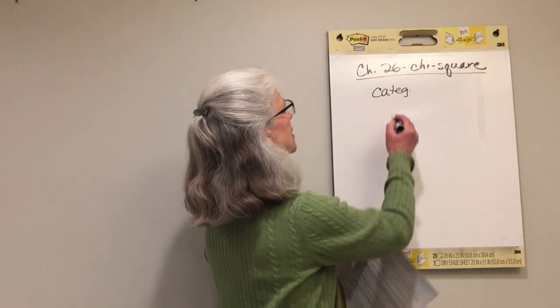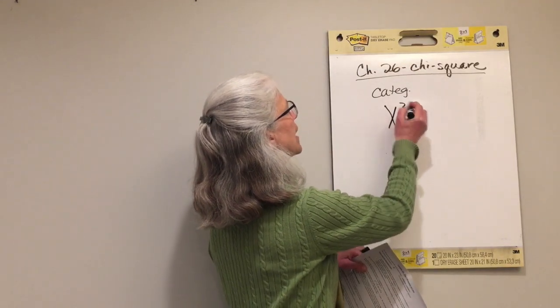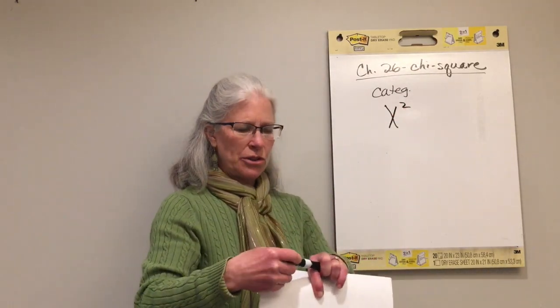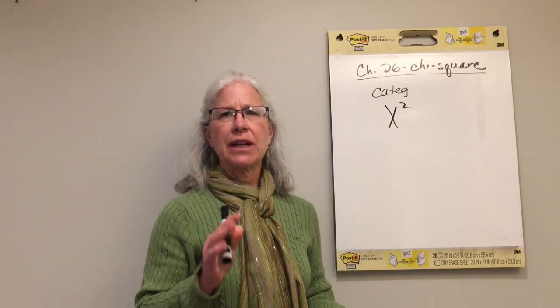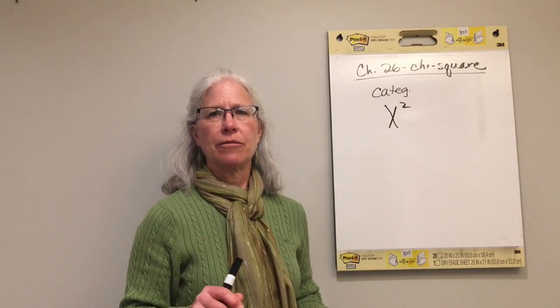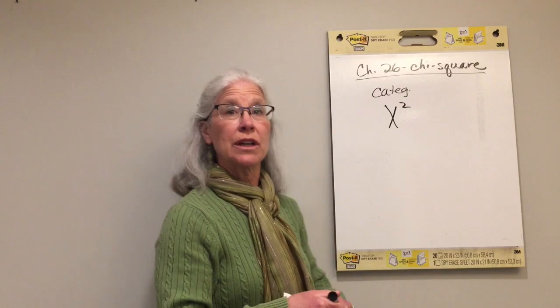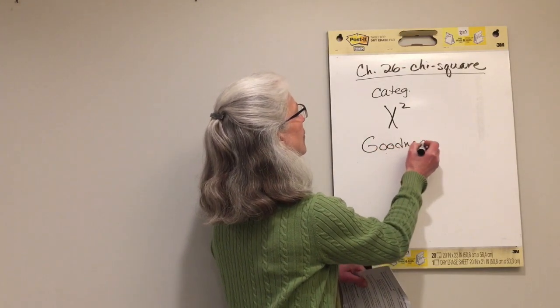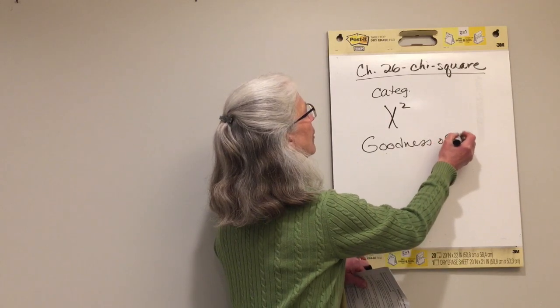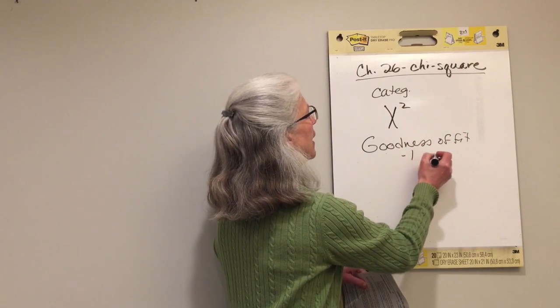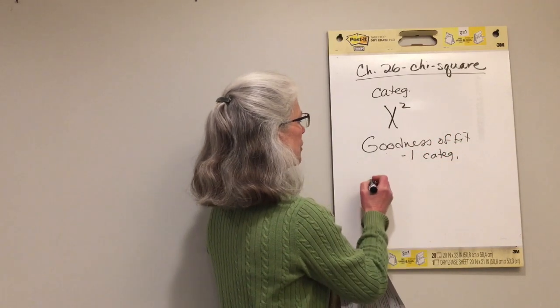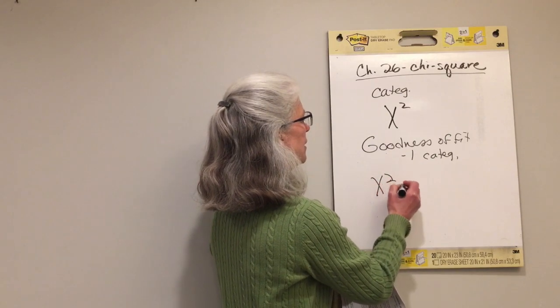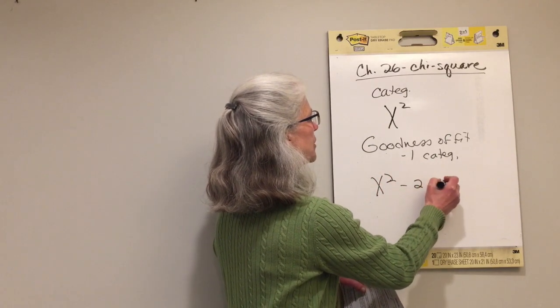The chi-square test. The symbol for chi-square is that, and it's pronounced with a hard K sound, chi-square. There are actually two chi-square tests. The first one is the goodness of fit test. That's where we have one categorical variable, and then we'll talk about the regular old chi-square test where we have two categorical variables.